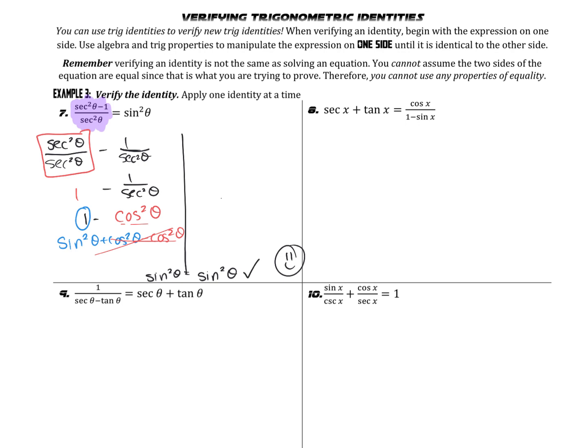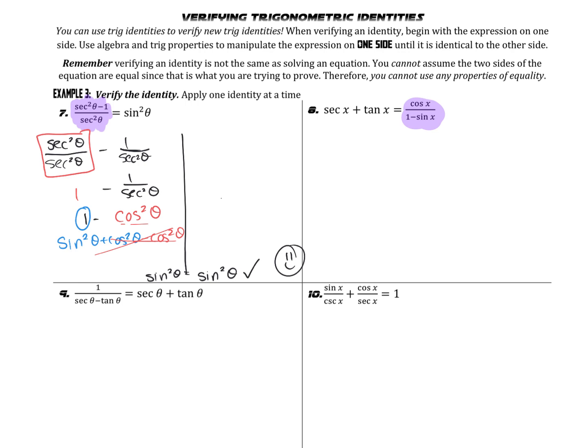Okay, let's look at number 8. Which side of the equation do you think is the pretty picture side, and which side do you think is the complicated jigsaw mess? For me, I think this side looks more complicated, and it is totally possible for you to think that the left side looks more complicated and for you to manipulate the left side until you get it to be the right side. That's fine. You're only allowed to change one side of the equation and make that side become the other side. So I'm going to work with this fraction.